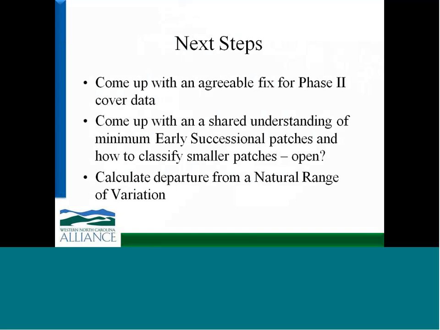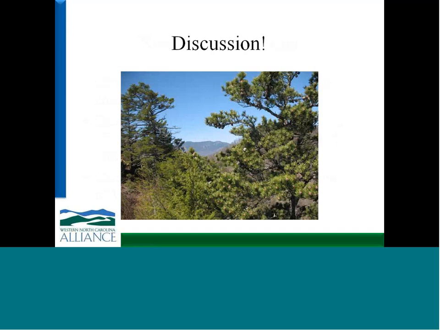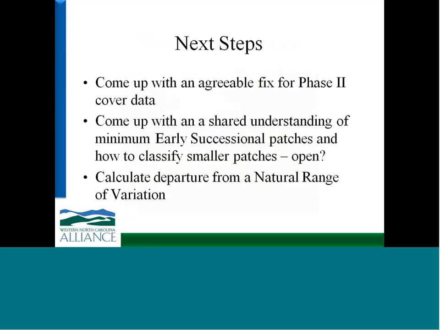I'd like to come up with a shared understanding of minimum early successional patch size and how to classify smaller patches, because a lot of those early successional patches that I identified in the pine oak heath we're talking down into as small as 1/100th of an acre. And that's not a meaningful patch size. So it'd be nice to come up with an agreement about what the minimum patch size is. And then when we have these aggregations of these smaller patch size, what do we do with those? So if we have a lot of these 10th acre or 100th acre open areas, does that make that forest an open forest instead of a closed forest?